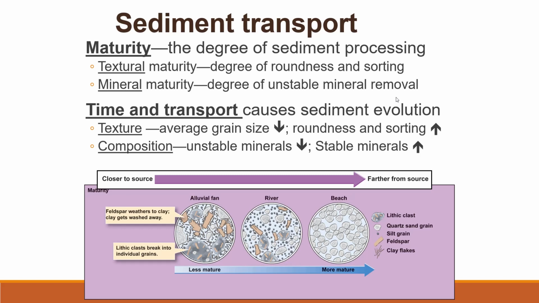Time and transport will cause sediment evolution. So with time and distance, the average grain size will go down, the amount of rounding and sorting will go up, and the composition will change. The unstable minerals will go down and the stable minerals will increase. So we will see that a mature sediment will be very similar looking, in all samples of it.